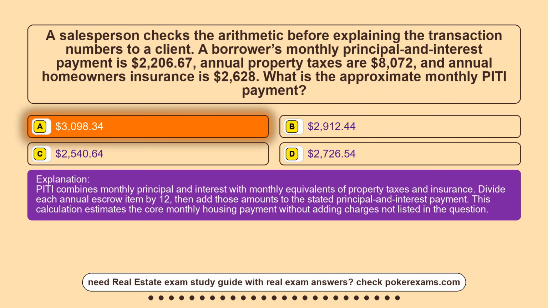$3,098.34. PITI combines monthly principal and interest with monthly equivalents of property taxes and insurance. Divide each annual escrow item by 12, then add those amounts to the stated principal and interest payment. This calculation estimates the core monthly housing payment without adding charges not listed in the question.